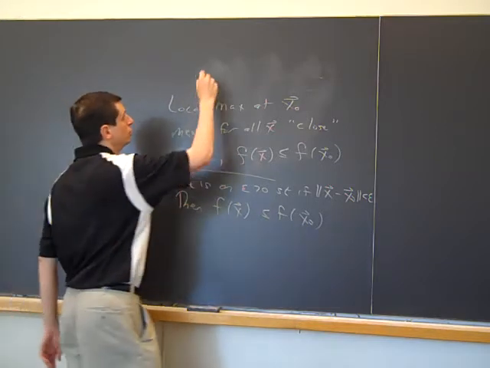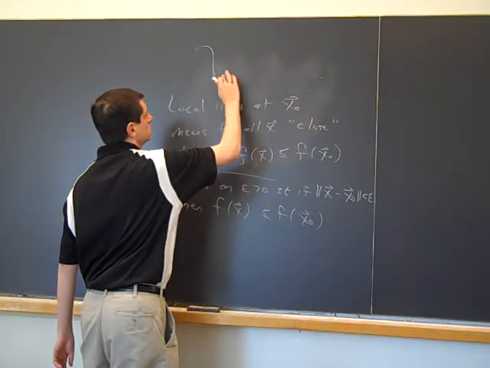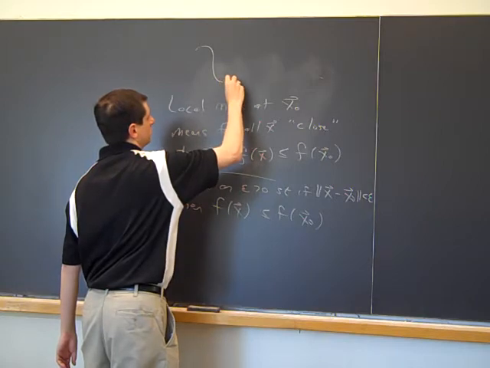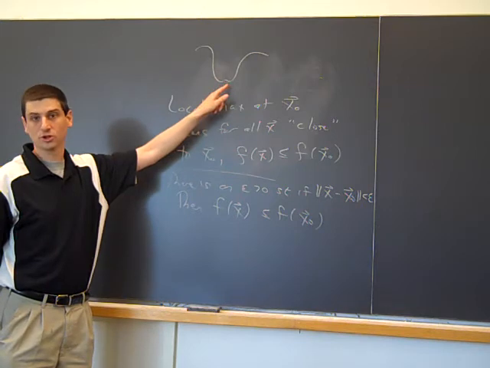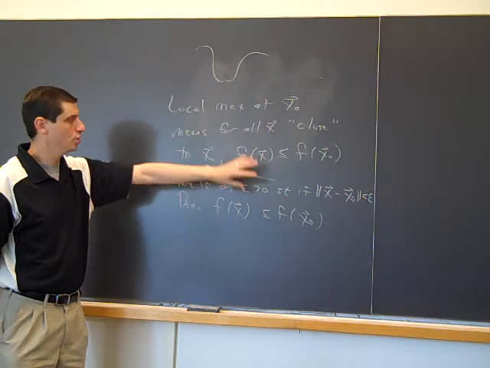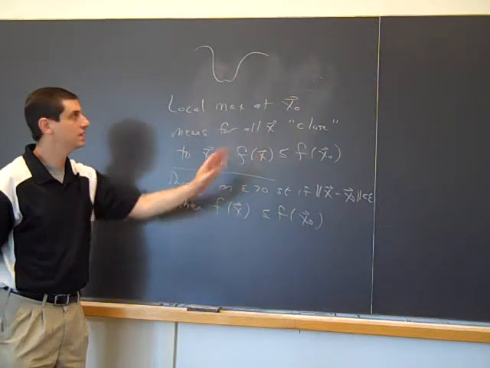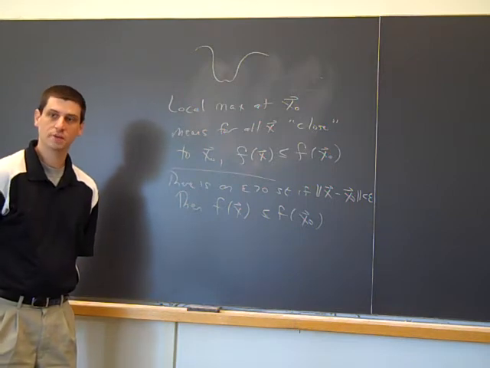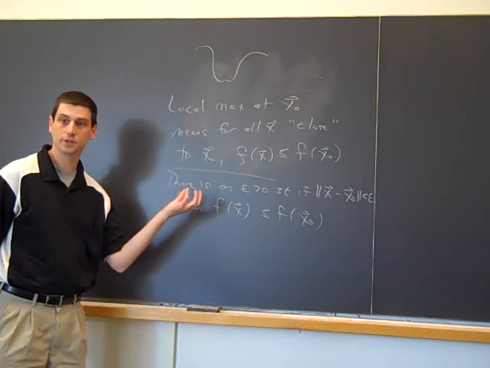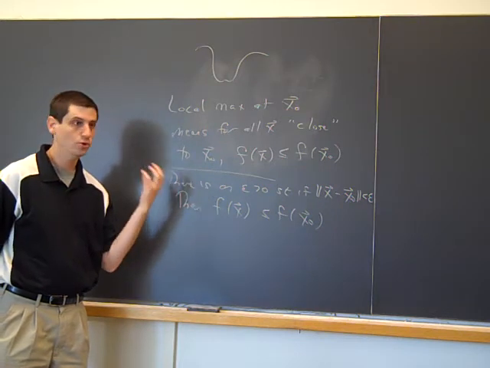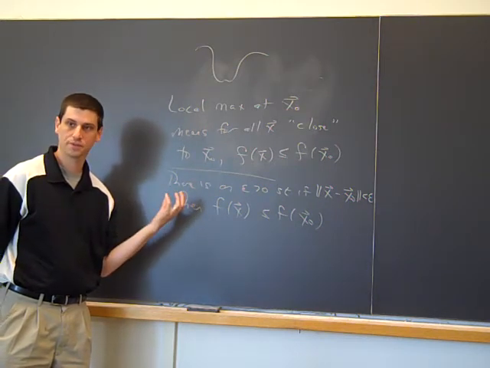So your function could look something like this, and this is a local maximum. It's not a global maximum. A global maximum means no matter what x you put in, it can't be larger. It could be the same value, but it can't be larger. So this definition has nothing to do with differentiability. It's purely a statement about the size of the function.